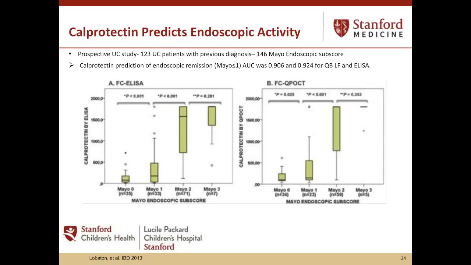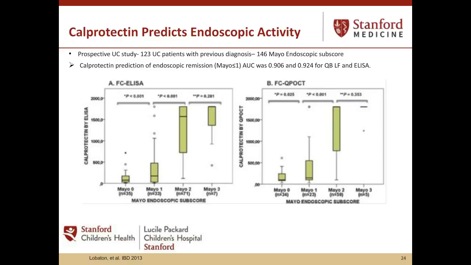So what this study showed in the Inflammatory Bowel Disease Journal in 2013 is that patients with ulcerative colitis, UC, had high calprotectin levels at the time of high endoscopic activity, and whenever the patient had no endoscopic activity, correlating with mucosal healing, it also showed that the calprotectin levels were low.